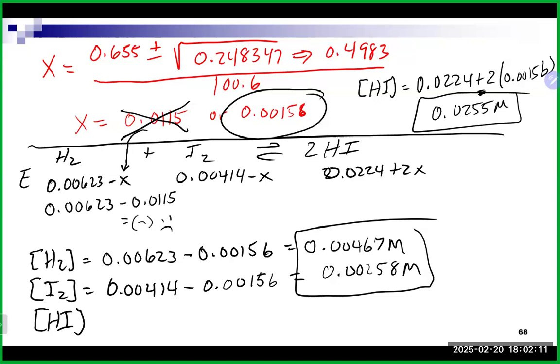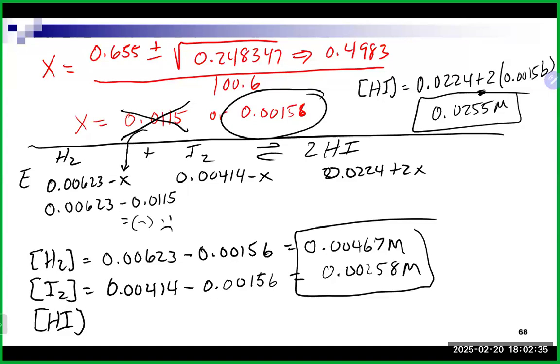Any questions on that? We can obviously check our answer. I'm afraid to, but I'll give it a go. 0.0255 squared divided by 0.00467 divided by 0.00258 is 53.96, which is 54. Feel better about it. There you go. Any questions on any of those steps?